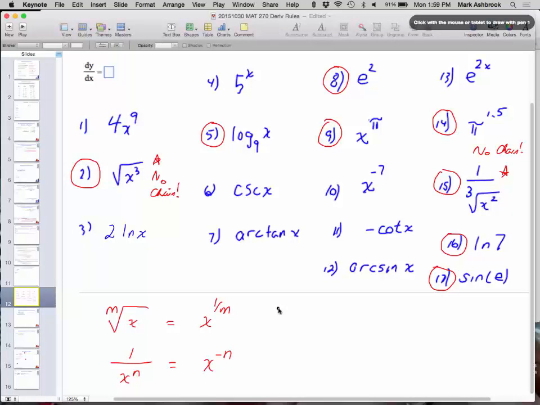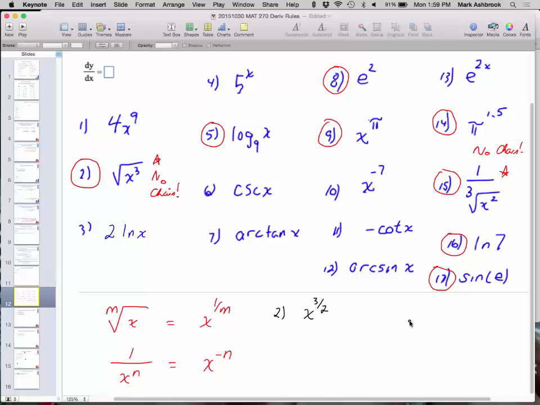Number 2. So we want to rewrite that as a power. X to the what? What powers do we need? A single power if we're going to use the power rule. So if it's square root, that means half root, but it's cubed. So the power is 3/2.